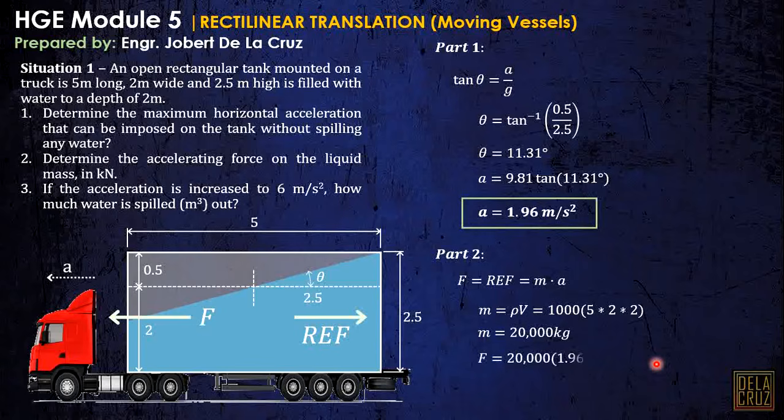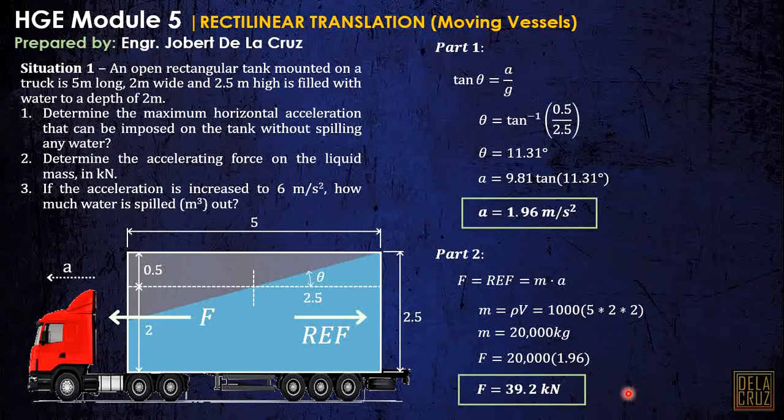Then, we can calculate the accelerating force: mass times the acceleration. He did not say which acceleration to use, so we assume it is our given acceleration. Okay, so we have a force of 39.2 kilonewtons, the accelerating force at this moment.